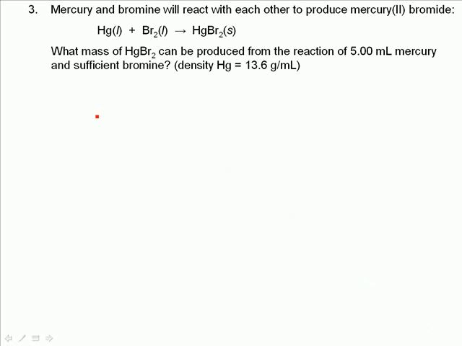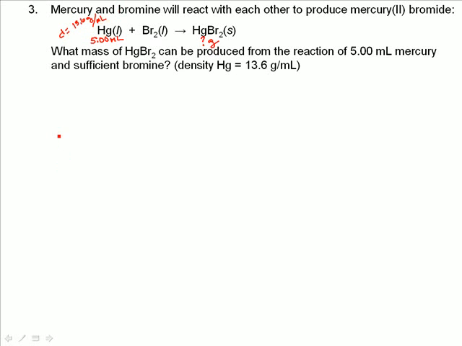Alright, here we have a reaction involving mercury and bromine forming a compound, and it wants to know what mass of this compound is produced from the reaction. We are starting with 5 milliliters of mercury, and we have plenty of bromine, is what it's telling us. We also know that the density of the mercury is 13.6 grams per milliliter.